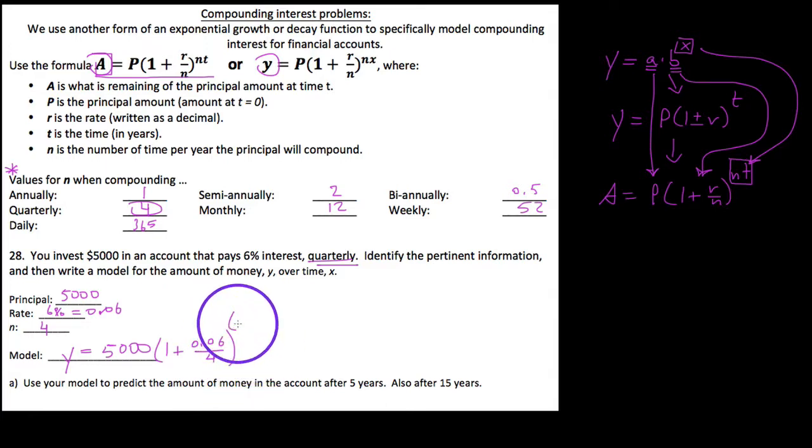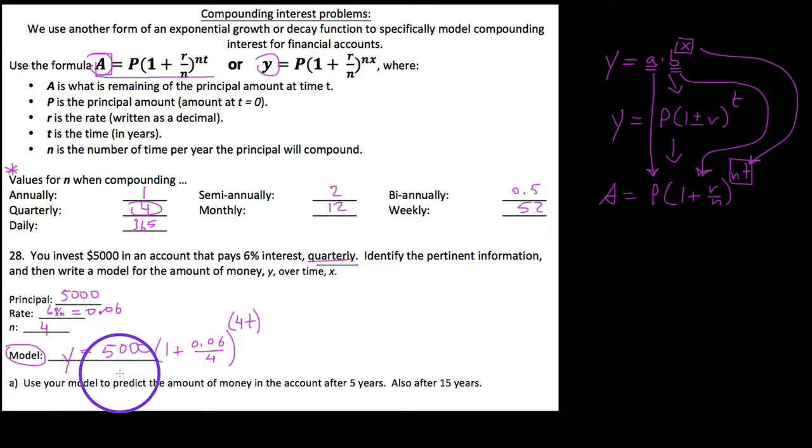And then we're going to raise this to the power of n times t, where in this case n is 4, but t is just general. Remember that we were writing a model, and when we write a model, we don't specifically plug in anything for t or y. We just say this would represent what's happening to my $5,000 over time t.